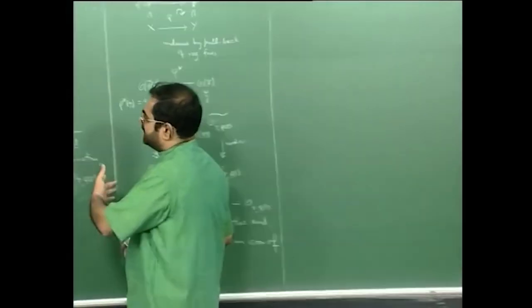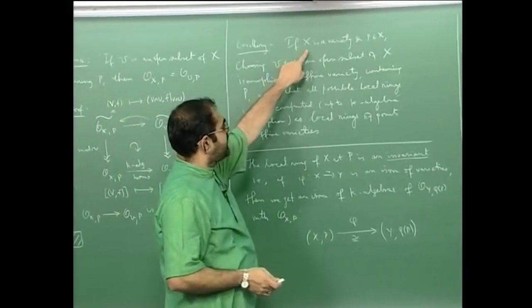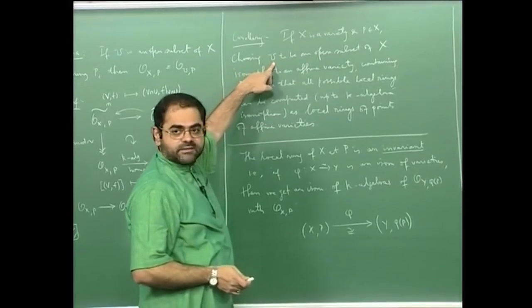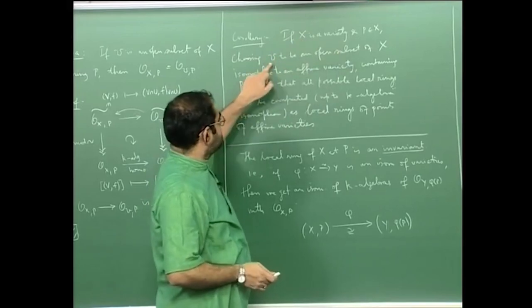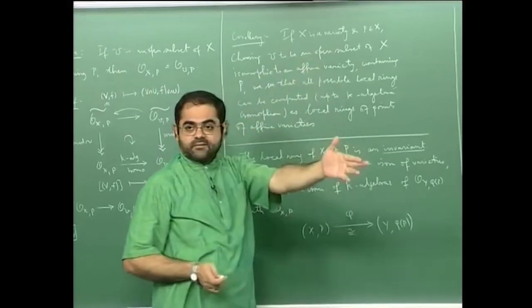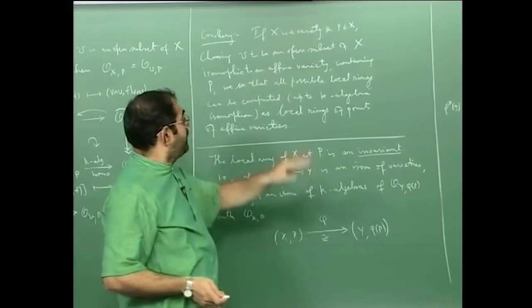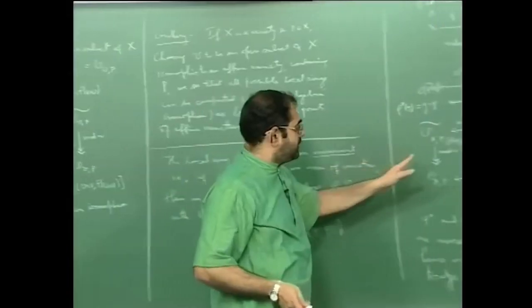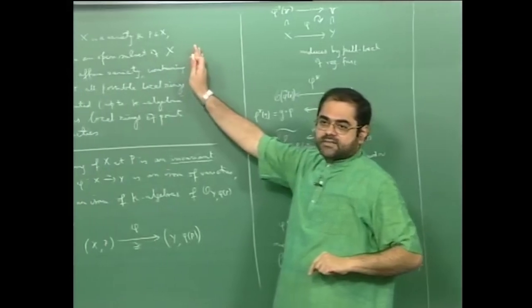So this is what I'm trying to say here. If X is a variety and P is a point of X, and you choose U to be an open subset of X which is isomorphic to an affine variety, then under that isomorphism, the local ring of X at P, which is the same as the local ring of U at P according to this lemma, will be isomorphic to the local ring of that affine variety at the point which the isomorphism carries P to. So somehow this has to be thought of before one can understand that properly.